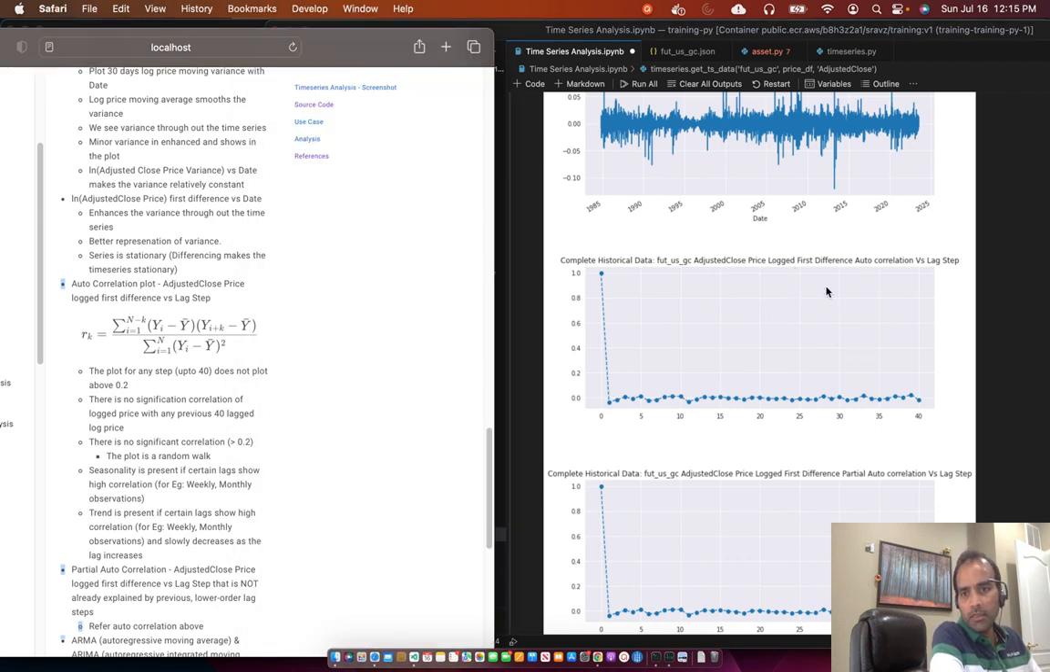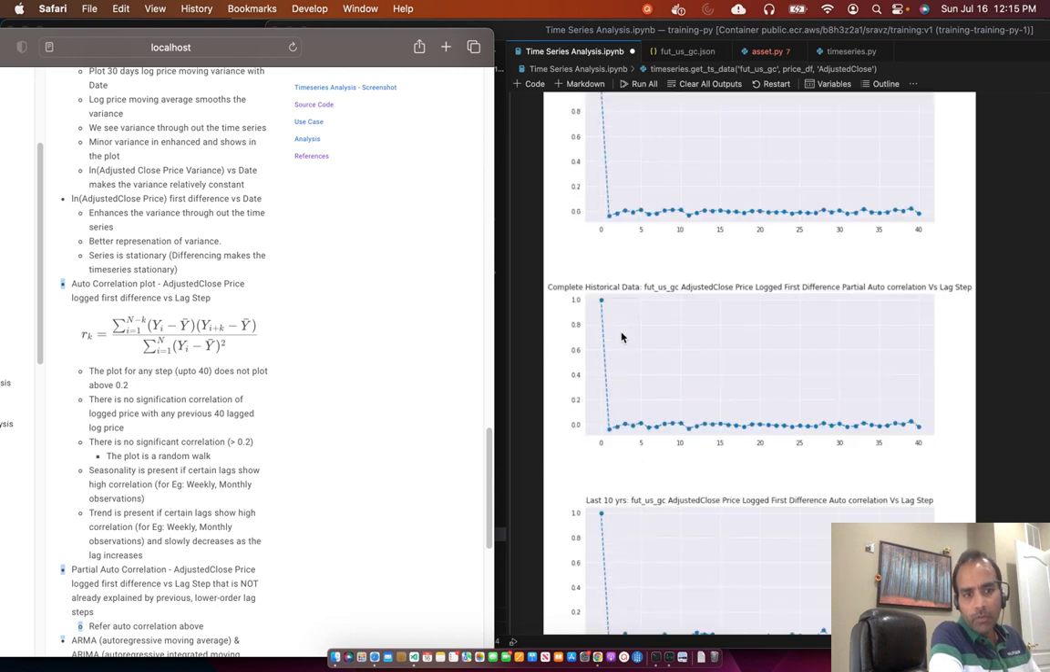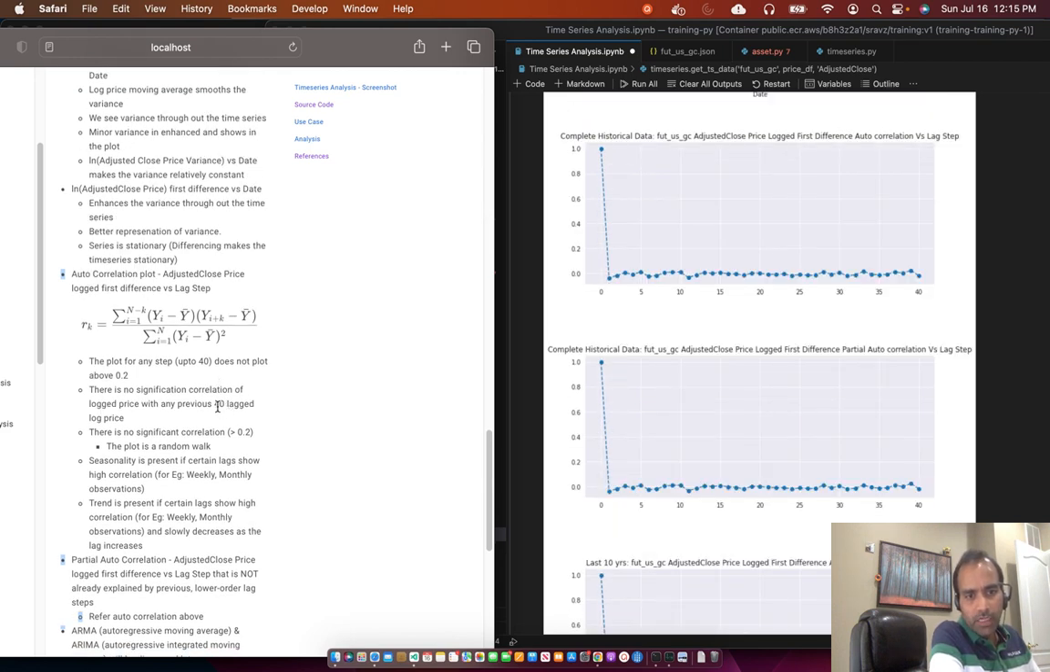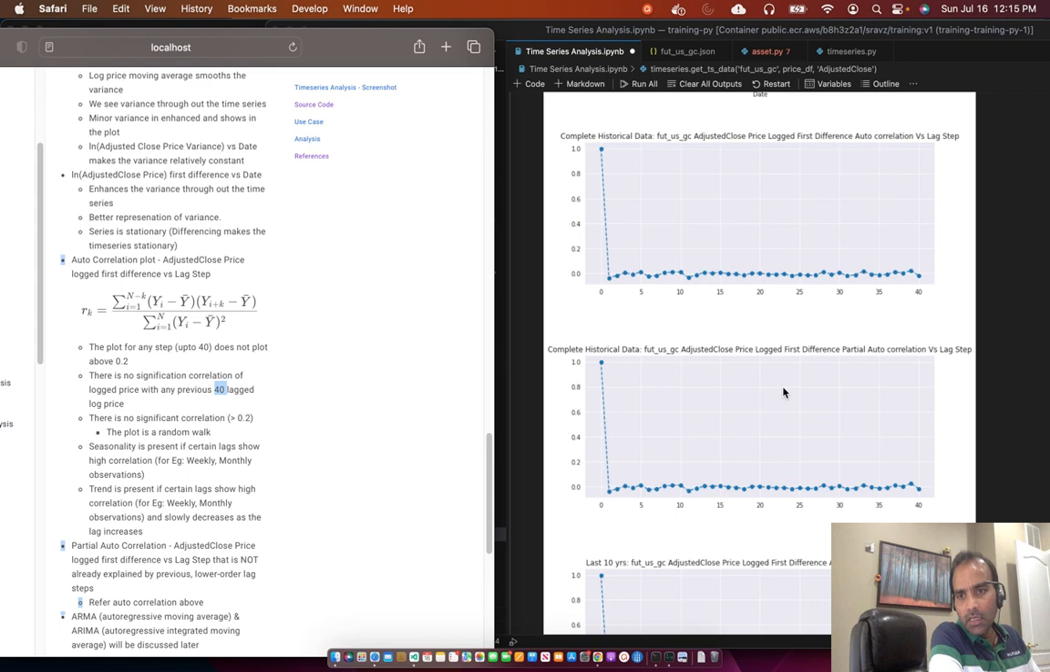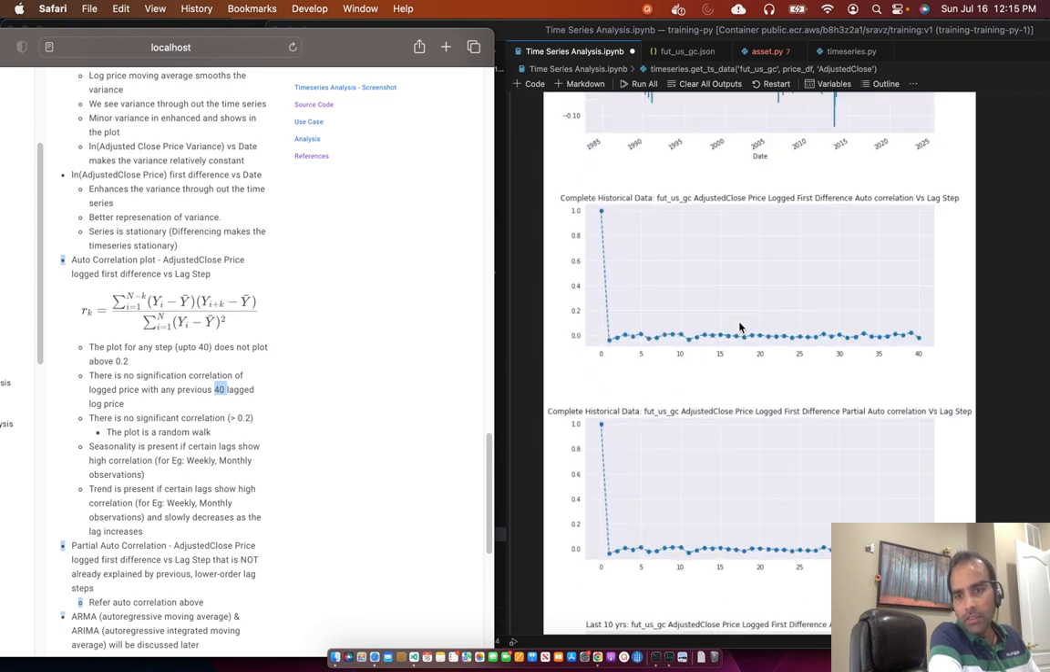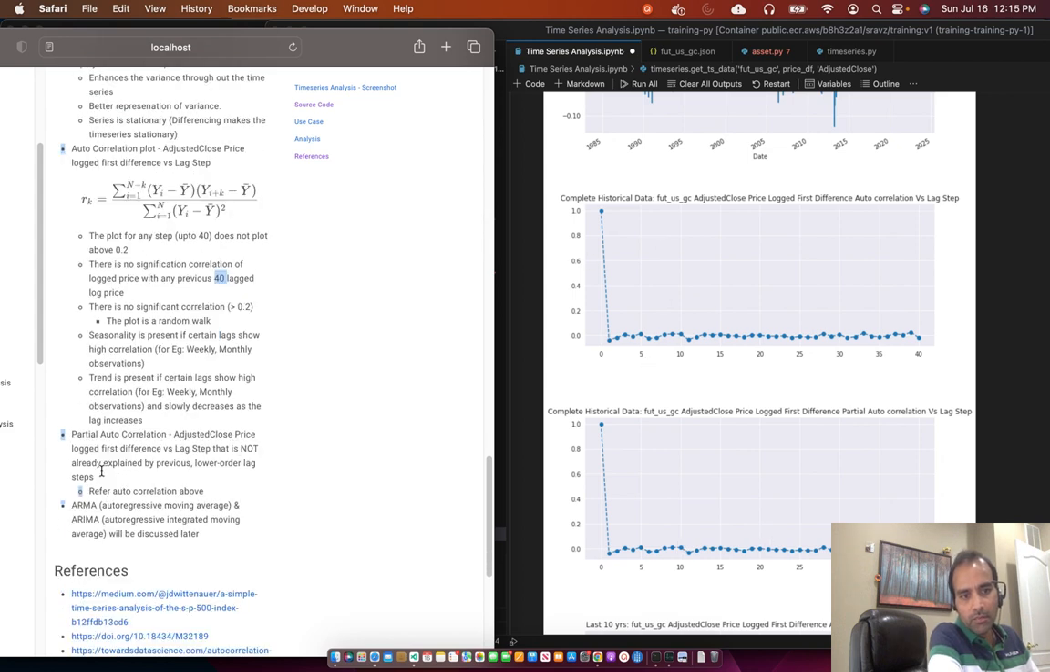I'll show that in a bit. Once we plot up to 40 lags, we have two plots here. One is autocorrelation, and this is partial autocorrelation. Partial autocorrelation will plot the variance that is not explained by the first plot. That's what it means: not already explained by the previous lower order lags.